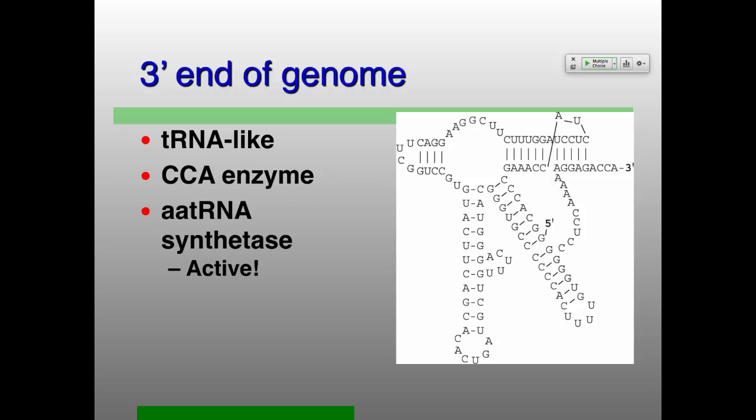Translation, exactly. To get translation to happen, you have interactions of the tRNAs with the ribosome and all of the initiation factors. So how do you get the translation factors associated with your viral RNA? You interact with this tRNA-like structure. It serves to protect the ends, and also helps with translation procedures.